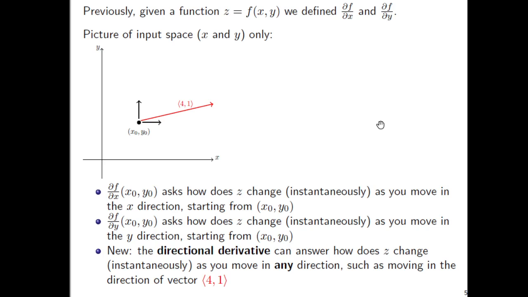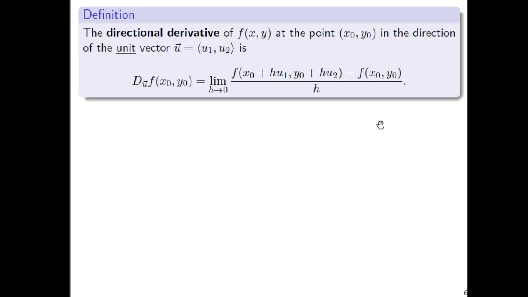Now what we're going to look at is a thing called the directional derivative. The directional derivative, which we're about to introduce, can answer things like how z changes instantaneously as you move in any direction, such as moving in the direction of the vector 4 comma 1. The definition looks like this. It's a little more complicated than what we've seen earlier with partial derivatives, but I want you to try to process this, as funky as it looks.